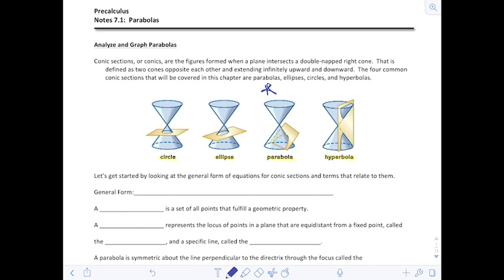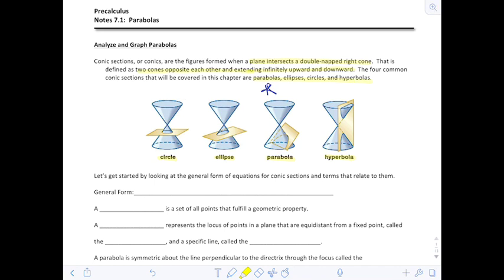So in this first paragraph, it says that conic sections, or conics, are the figures that are formed when a plane intersects something called a double-napped right cone. Basically, that's 2 cones facing in towards each other, right here, opposite each other, extending indefinitely upward and downward. So there are 4 common conic sections that we're going to cover in this chapter, and just like we said, parabolas, ellipses, circles, and hyperbolas.